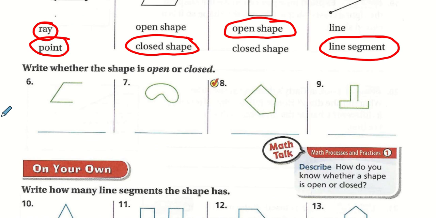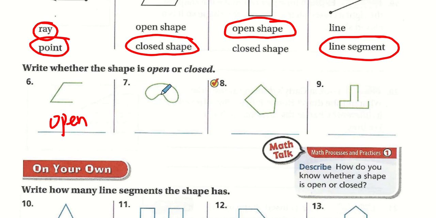Okay, for 6, 7, 8, and 9, the directions say write whether the shape is open or closed. So these are kind of quick, easy little ones. You just see, is there a gap or an opening? Okay, or is it completely connected? Are all the lines connected so you cannot get inside? Okay, so hopefully you can see on this one, it's open, it's not connected, there is a gap.